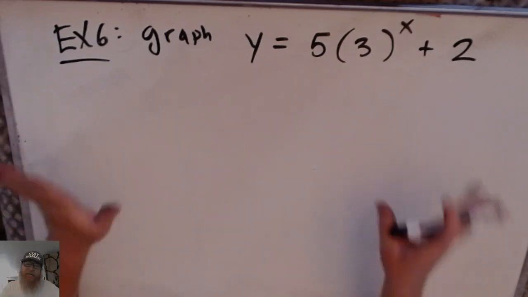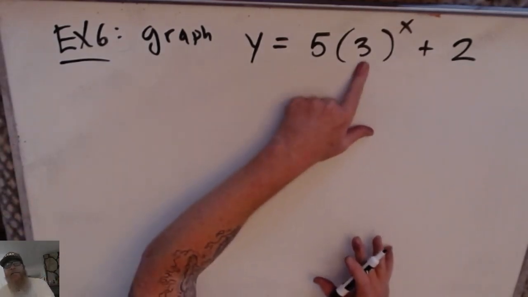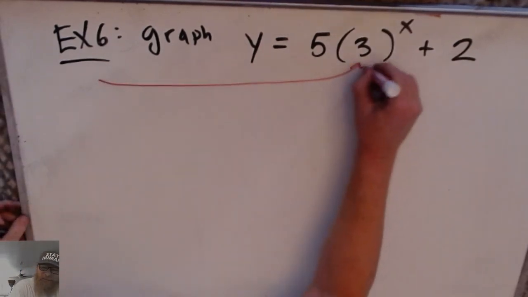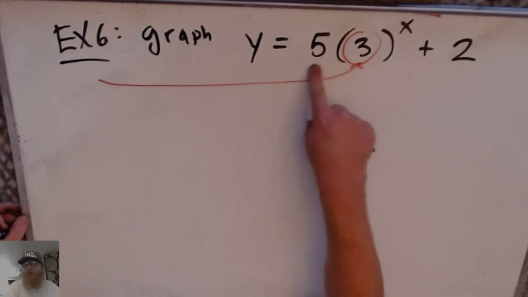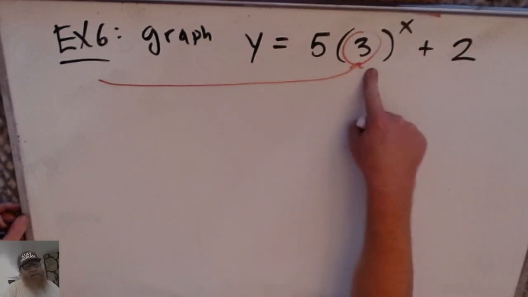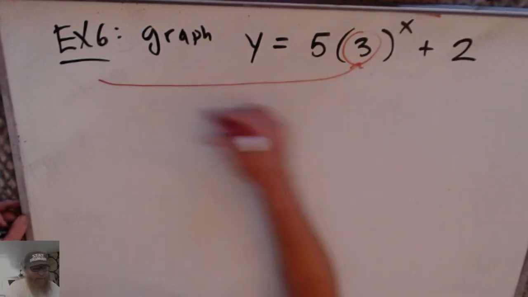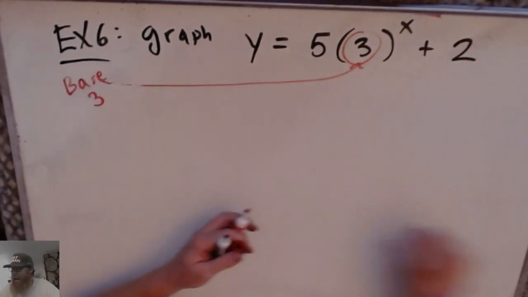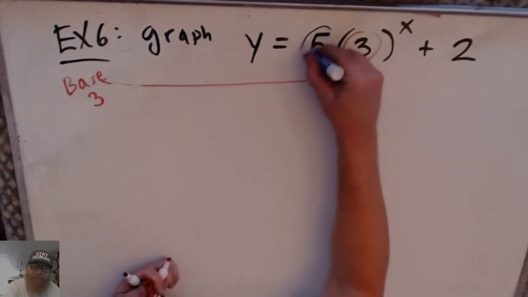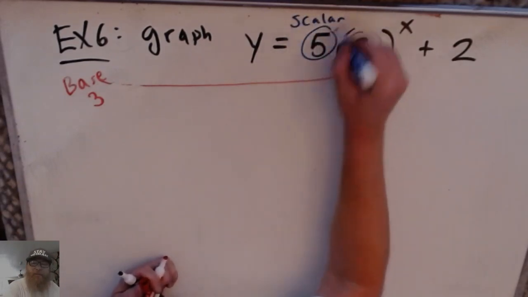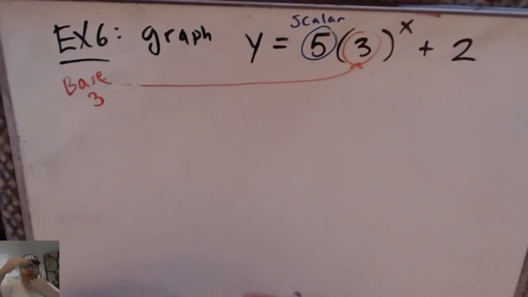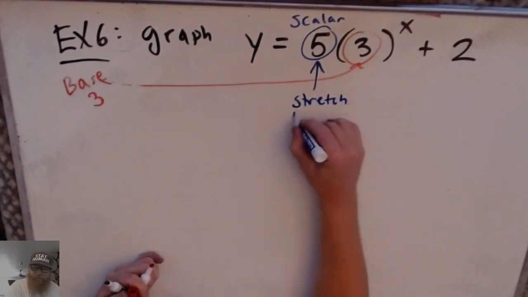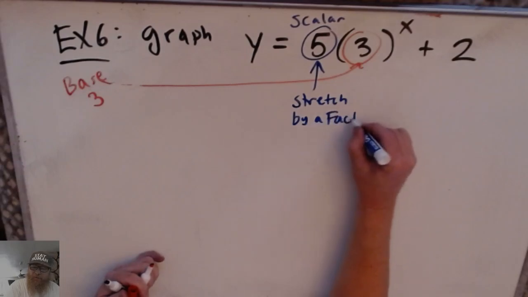Now, before I do anything, look at the base. The base is going to tell you who your mother function is. And do not multiply the 5 and the 3 and make it 15. All right. The base is 3. The scalar is 5. So that's going to stretch the graph vertically by a factor of 5.